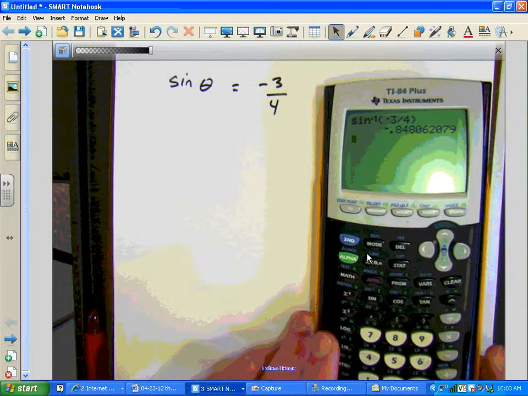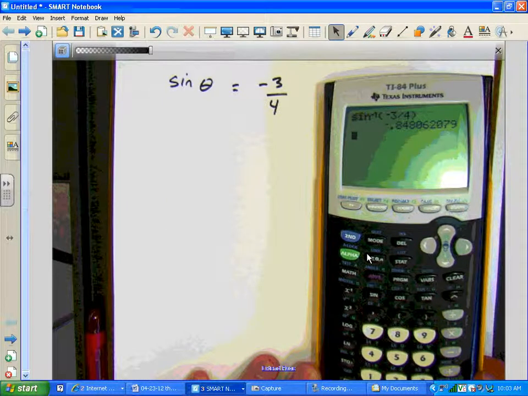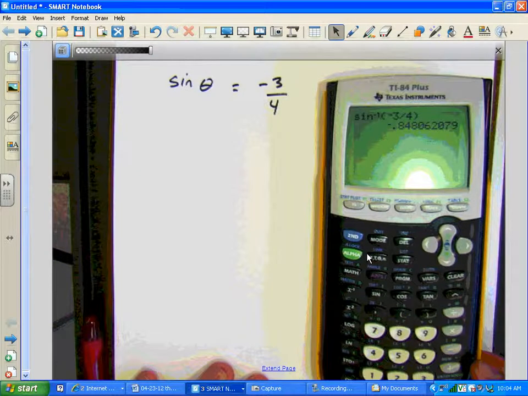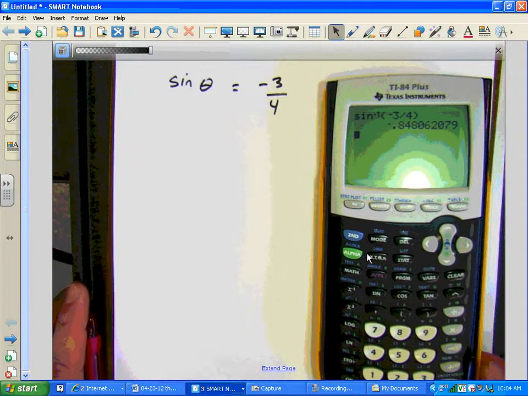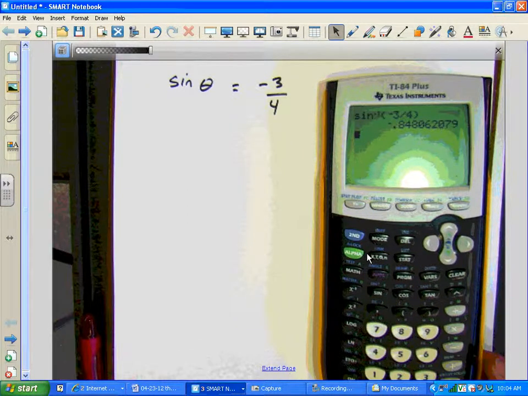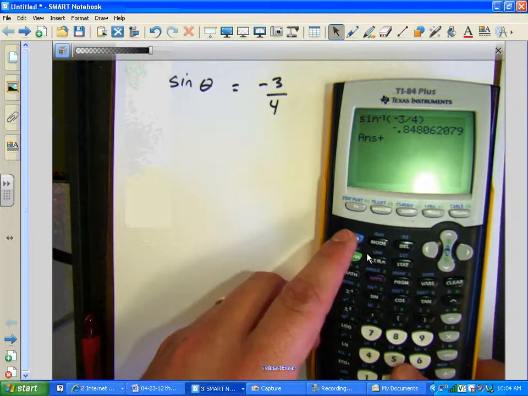Okay, now we've got a problem here. What's my problem with that answer on that calculator? It's negative. Now, how come it can't be negative? What did we restrict our answers to? In between 0 and 2 pi, and that's not in between 0 and 2 pi. So how can we find the coterminal angle for that? Yeah, add 2 pi. Okay, that's it. So we're just going to take this and say plus 2 pi.